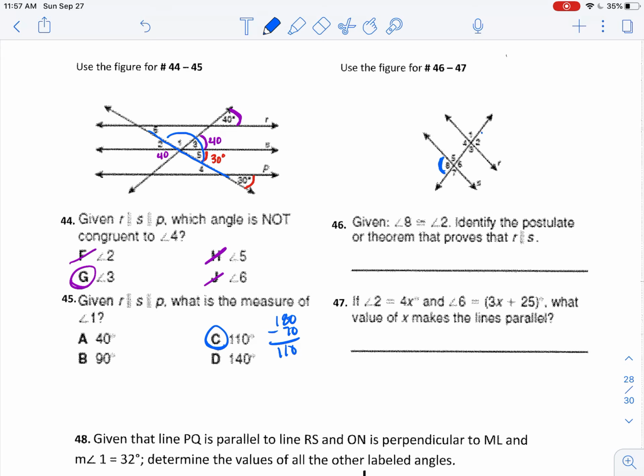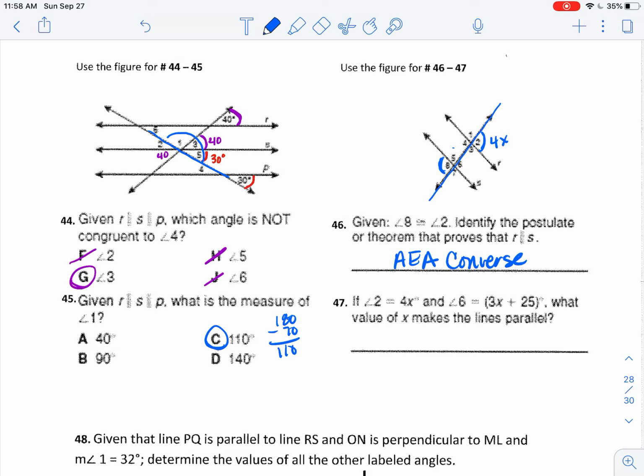In 46, given angle 8 is congruent to angle 2. Okay, so just looking at those, here's my transversal. They're on the alternate side of that transversal, and they're in the exterior region. So I'm going to say that these are alternate exterior angles. And we want to prove that these lines are parallel by the alternate exterior angle converse. Proves those lines are parallel.